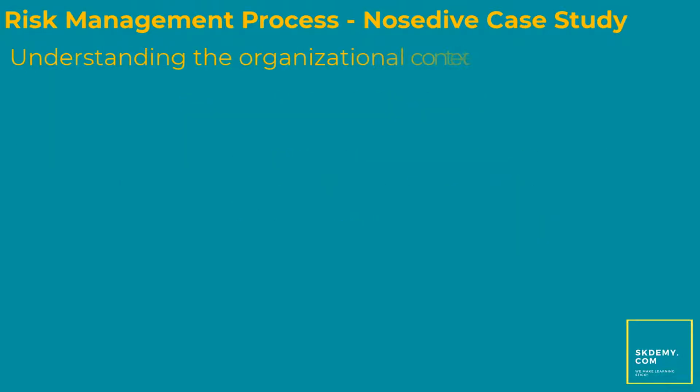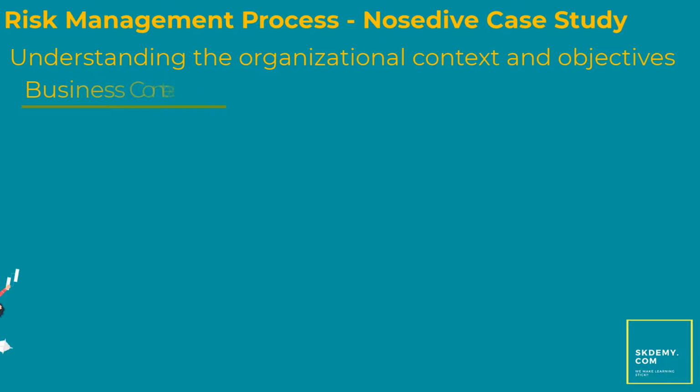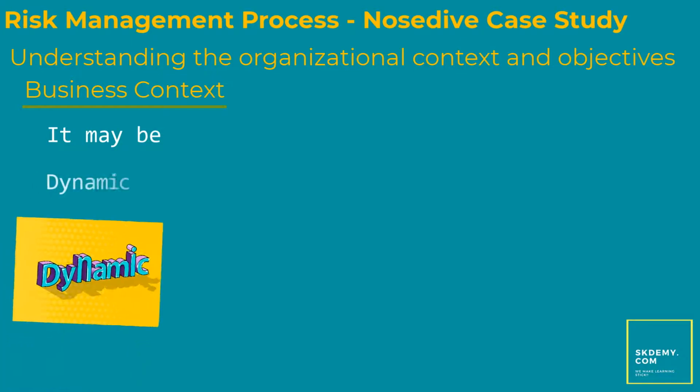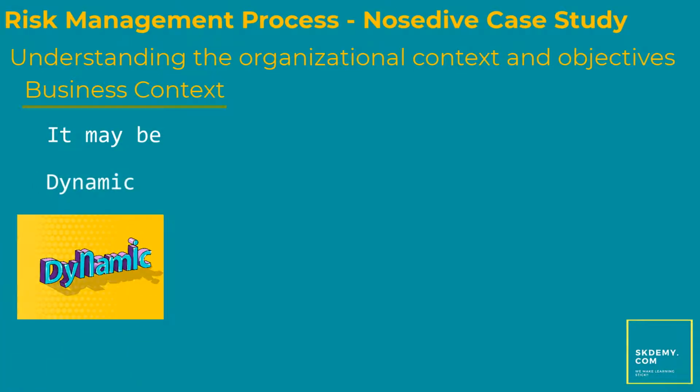Understanding the organizational context and objectives. When establishing a strategy to support its purpose, vision, and core values, an organization examines business context. Business context refers to trends, relations, and other elements influencing the present and future business strategy and objectives of a firm. It may be dynamic. That is, new risks emerge anytime, disturbing the status quo at any point.